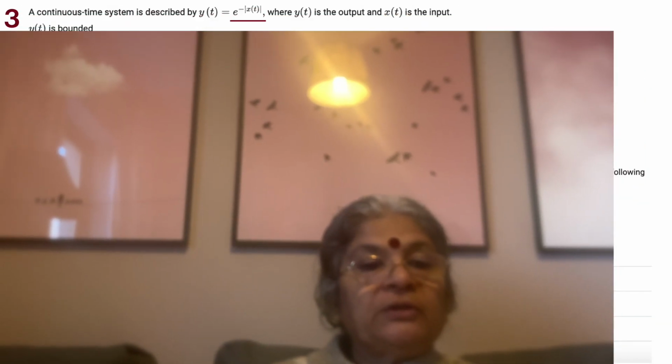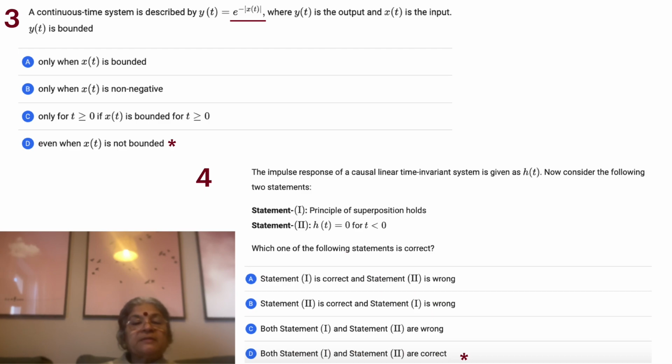Okay, so let's go to the third problem. A continuous time system is described by y(t) equal to e raised to minus x(t). Here we have to be very careful because the numerical value is asked, where y(t) is the output and x(t) is the input. y(t) is bounded. So what do we mean by y(t) being bounded? y(t) is generally bounded if it's a stable system, if x(t) is also bounded.